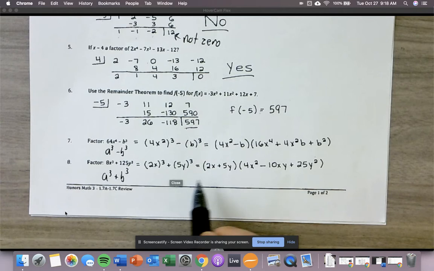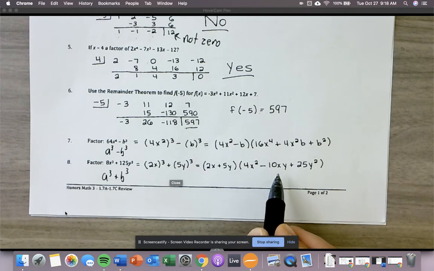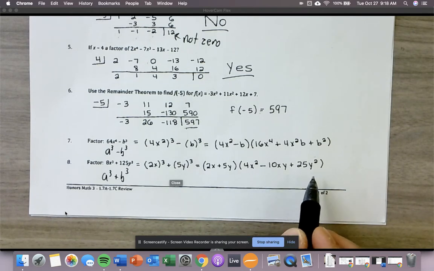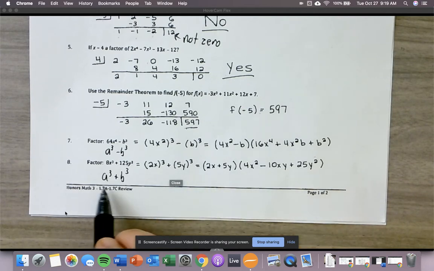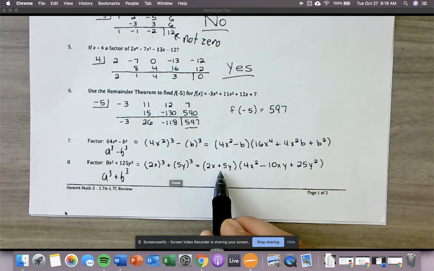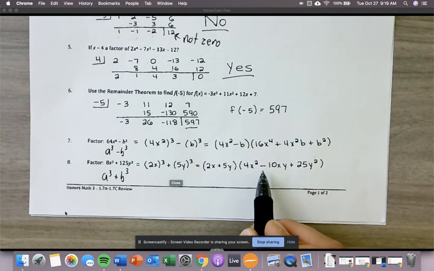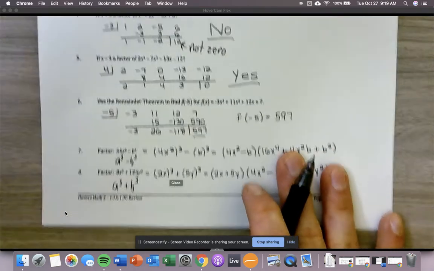Right, then again, all you have to do is plug it into that formula, that a plus b times a squared minus a times b plus b squared. And remember, since this is addition, this is a sum of cubes. We have the same, so it's a sum, opposite, which is minus, and then always positive. All right, so let's keep going. Let's look at the next page here.